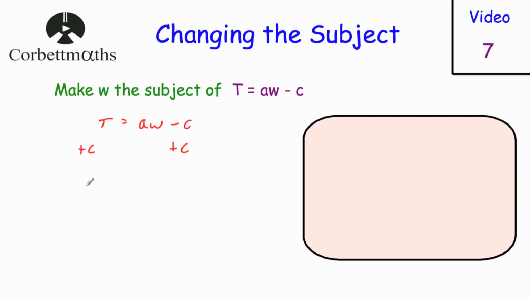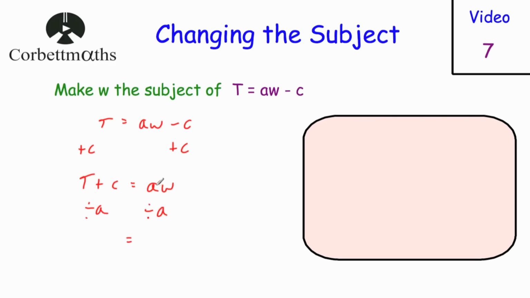Well, T plus C was just T plus C, we just wrote it out. And then on the right hand side of our formula, well, we had AW minus C, we added C to get rid of the minus C because minus C plus C is 0, so we would just be left with AW. Now we want to make W the subject, which means we want to have the W there on its own. This is A times W. We're multiplying the W by A. We don't want to multiply the W by A, so let's divide both sides by A. So let's divide by A and divide by A.